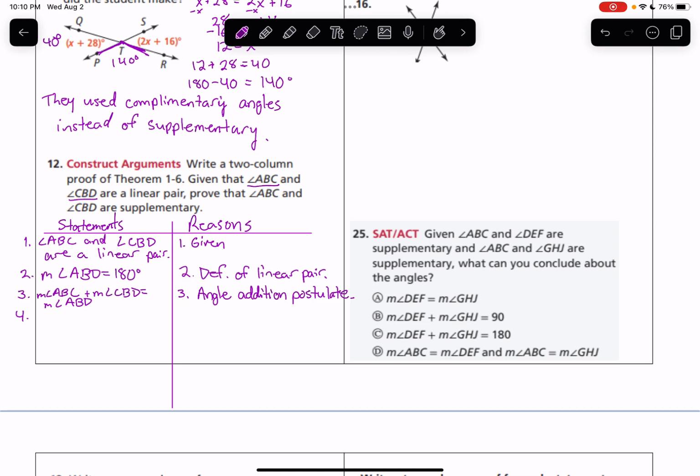So then we can write in step 4 that the measure of angle ABC plus the measure of angle CBD equals 180. And in this case, we are using substitution to know that because we know the measure of angle ABD is 180. And so we're going to substitute 180 where we wrote the measure of angle ABD last time. So we're using substitution there.